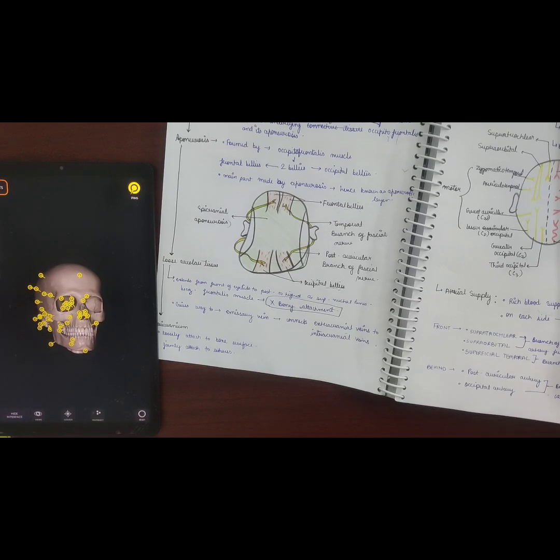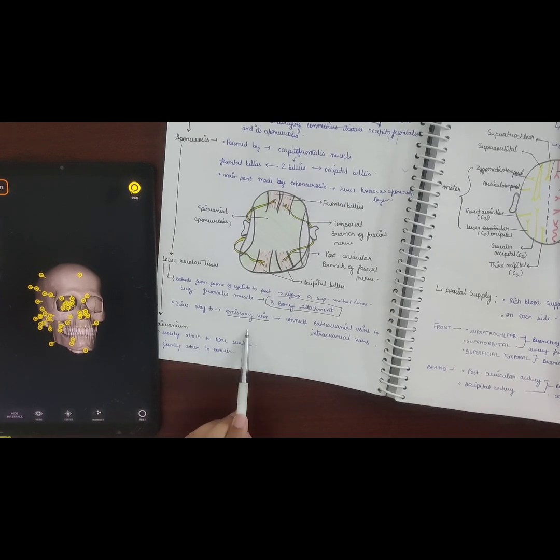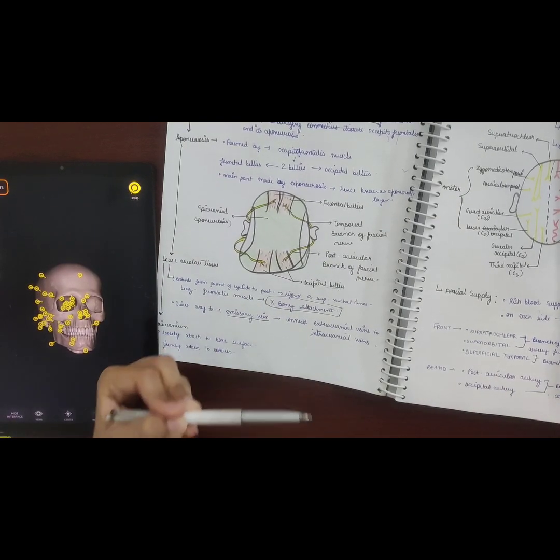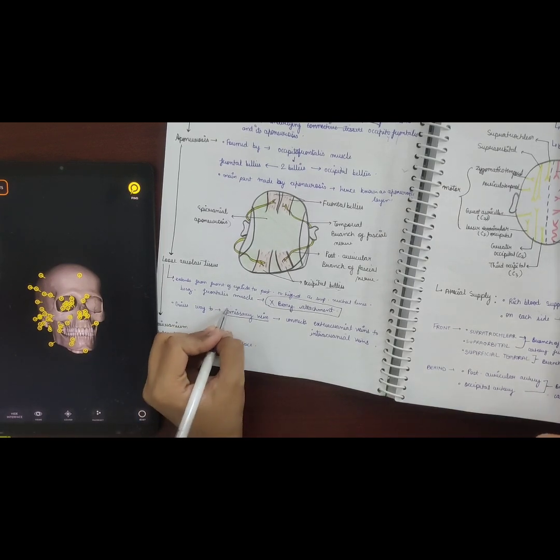Then we have a very important thing, emissary veins. Loose areolar tissue extends from the eyelids to the superior nuchal line because of the frontalis muscle, and it gives way to emissary veins, which connect extracranial veins to the intracranial venous sinuses. Okay, so these are the valveless veins.